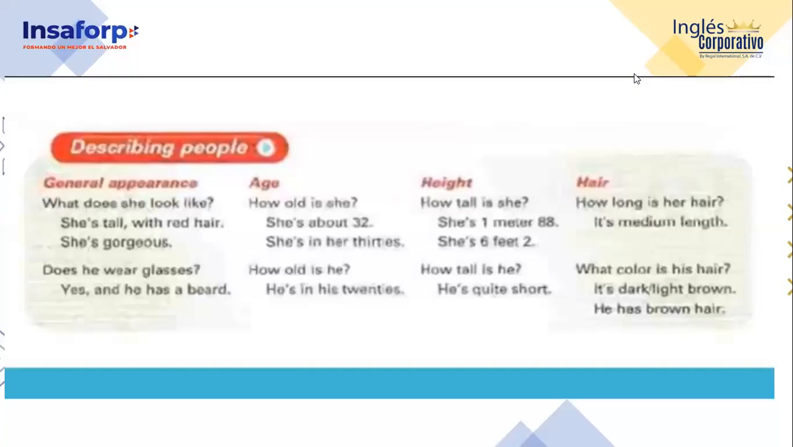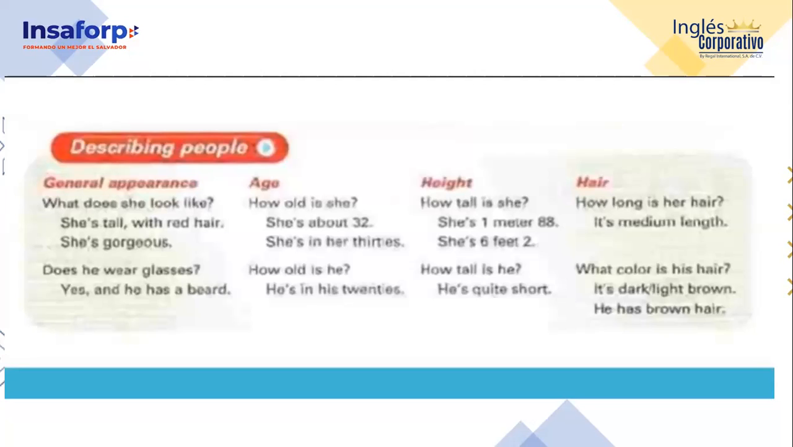So let's go with this, describing people. Are you able to see this picture? It's a little bit difficult to see, but let's try it. So describing people, general appearance. For a general appearance, we use this question: what does she look like? Or what does he look like? Then we start describing. What does she look like? She is tall with red hair. She is gorgeous.